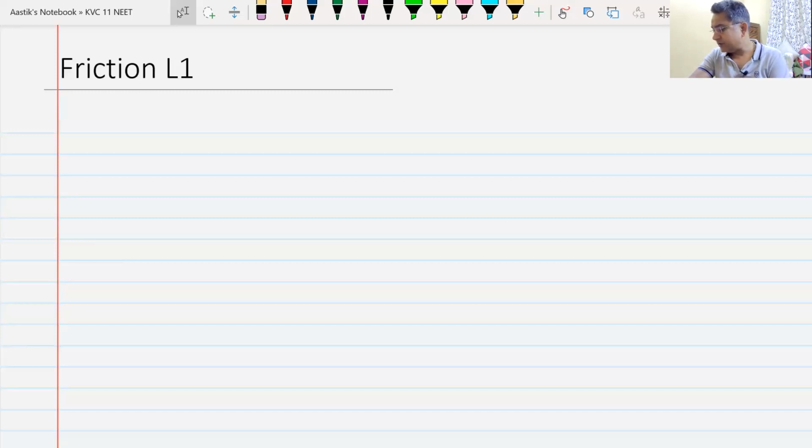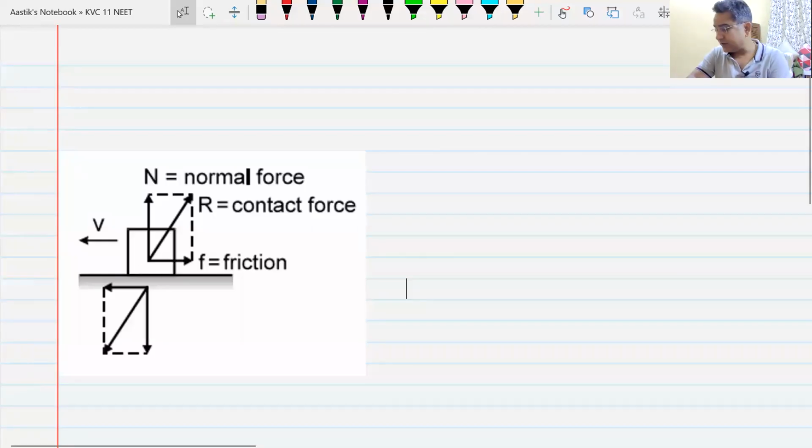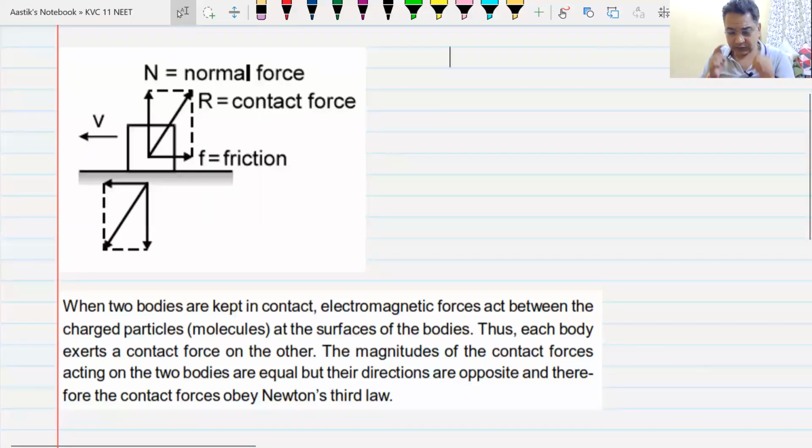Now, whenever two bodies are kept in contact, what happens? They exert forces on each other. Yes or no? Whenever two bodies are kept in contact, they exert forces on each other. That force we already know is known as the contact force. I already showed you the diagram.